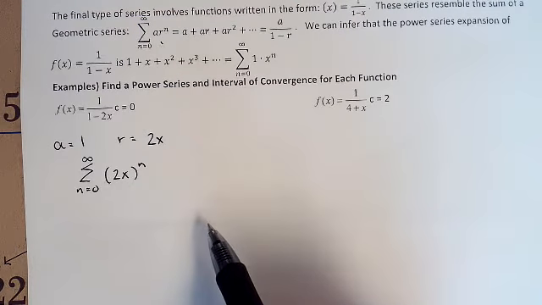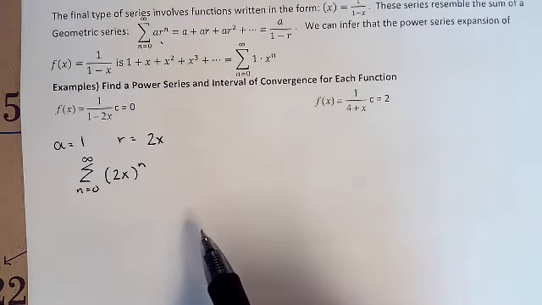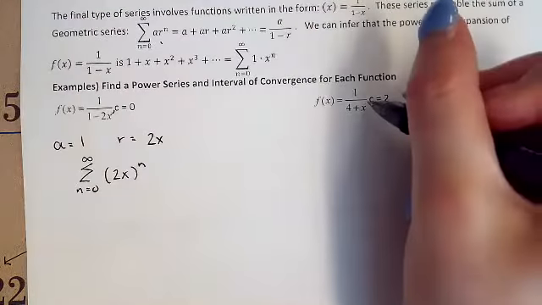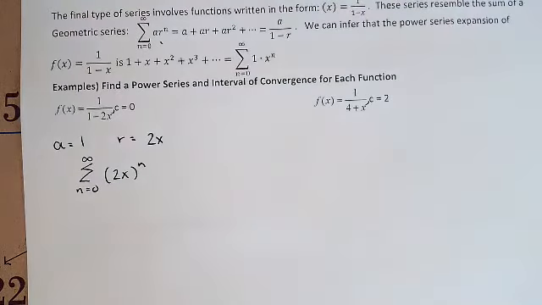Oh, that's not multiply, that's C equals 0. Okay. Is that all we have to do? Well, we've got to tell where it converges.